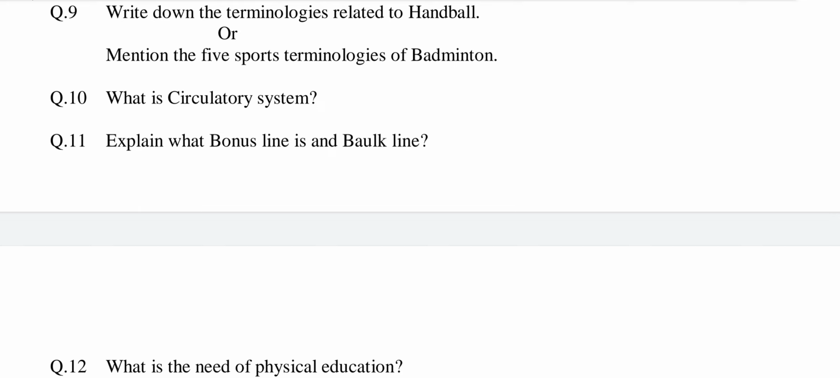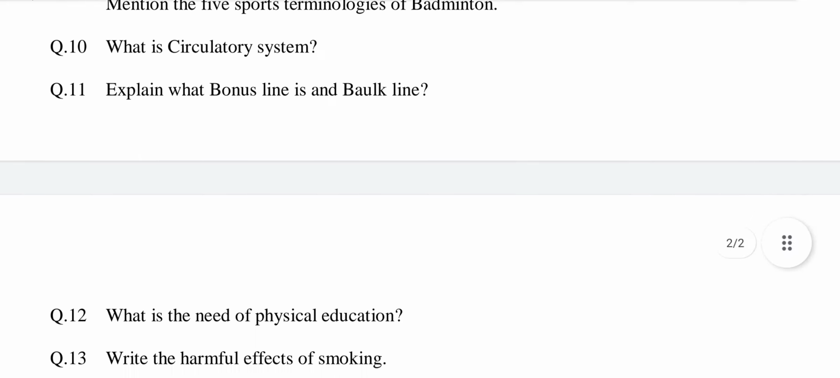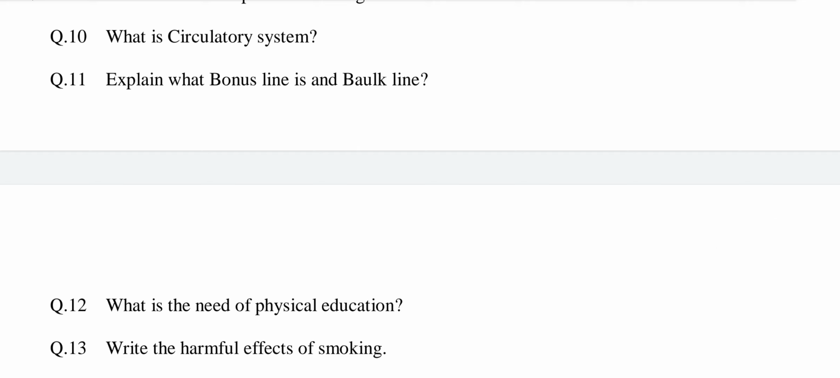Question number 10. What is circulatory system? This question is related to chapter number 2, physiological aspects of physical education. The answer may be: heart is a wondrous pump which powers the human body.